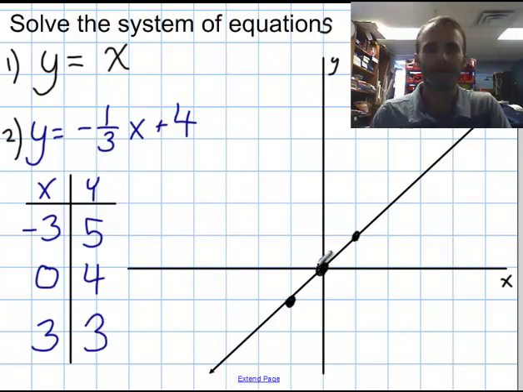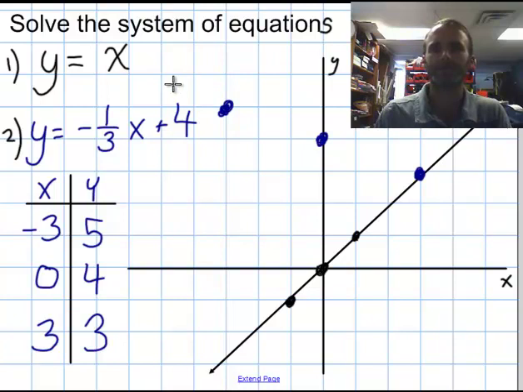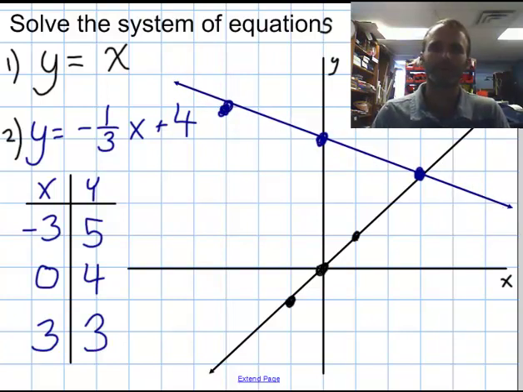So let's graph this out. When x is -3, my y is 5. 1, 2, 3, 4, 5. When x is 0, y is 4. 1, 2, 3, 4. When x is 3, my y is 3. 1, 2, 3. And when we graph this, we get this line.